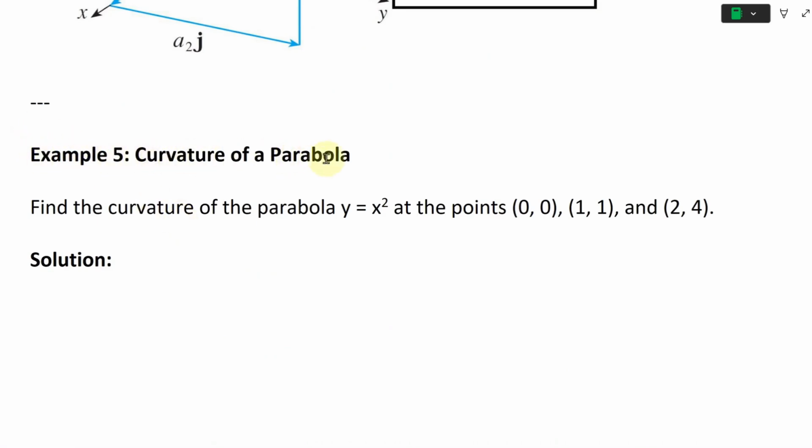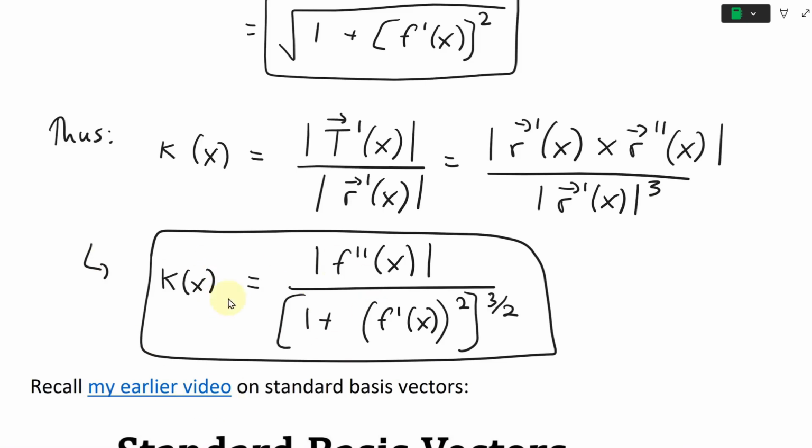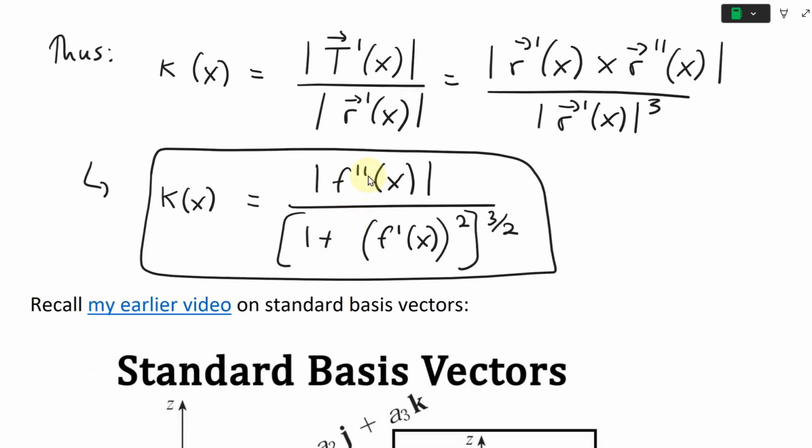Curvature of a parabola. We're asked to find the curvature of the parabola y equals x squared. Again, y is just a function of x at the points 0, 0, 1, 1, and 2, 4. We have our equation for curvature right here, which equals the absolute value of the second derivative of f of x, f double prime of x, divided by this right here.